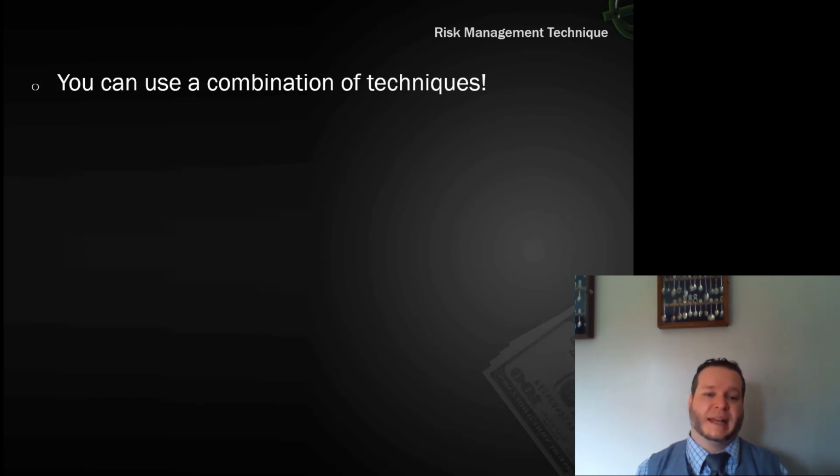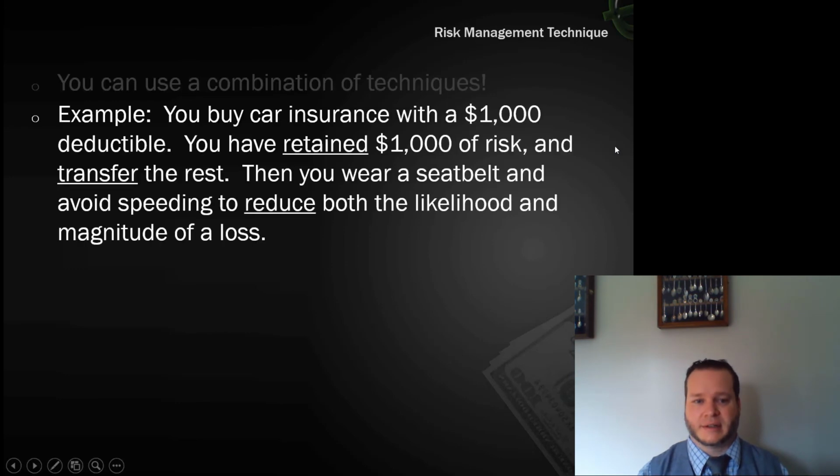Now, you can combine techniques. You don't have to say, I'm going to do just one. You can do a combination. In fact, most of the time you will combine techniques. So for example, let's say you buy car insurance that has a $1,000 deductible. The deductible is the amount of money you have to pay up front before the insurance starts covering things for you. So that $1,000 deductible is retention. You've retained $1,000 of risk, and the rest you've transferred.